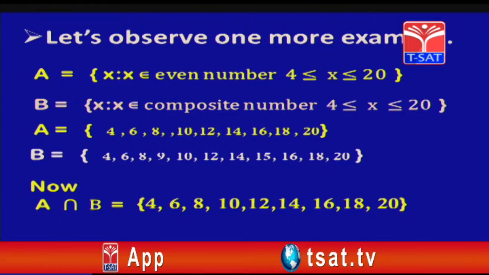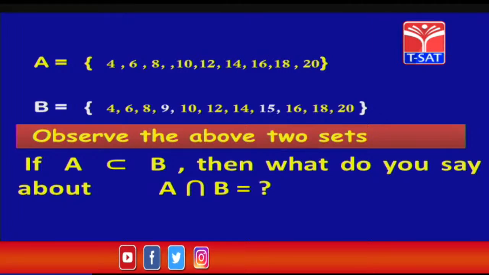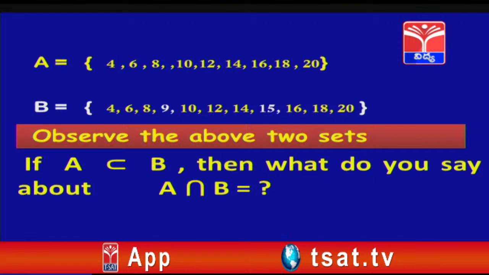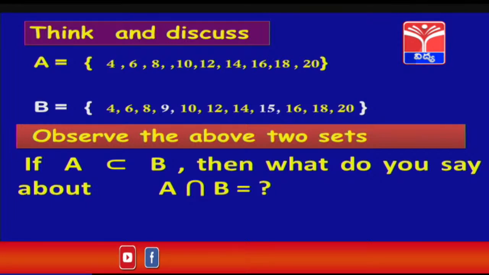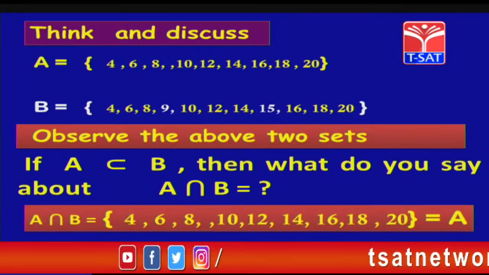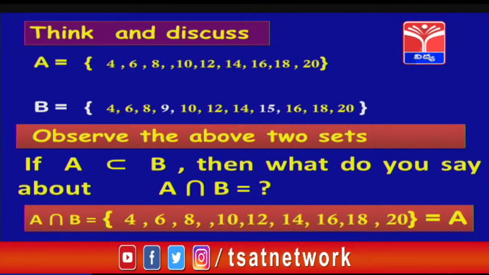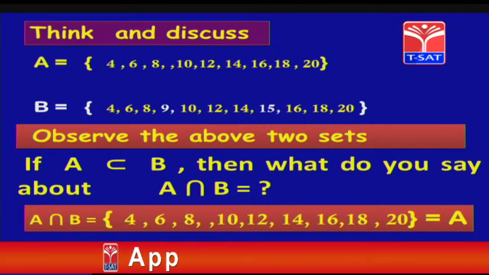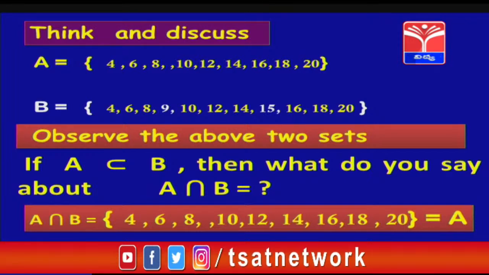Similarly, you see A is a subset of B. We have discussed the same thing for the union also: A union B has become B. Now, A is a subset of B. The case now is regarding intersection. What is A intersection B? Yes, that will be A only. A intersection B will be 4, 6, 8, 10, 12, 14, 16, 18, 20. So, what are the elements in A? If A is a subset of B, then A intersection B is equal to A. That is the case.